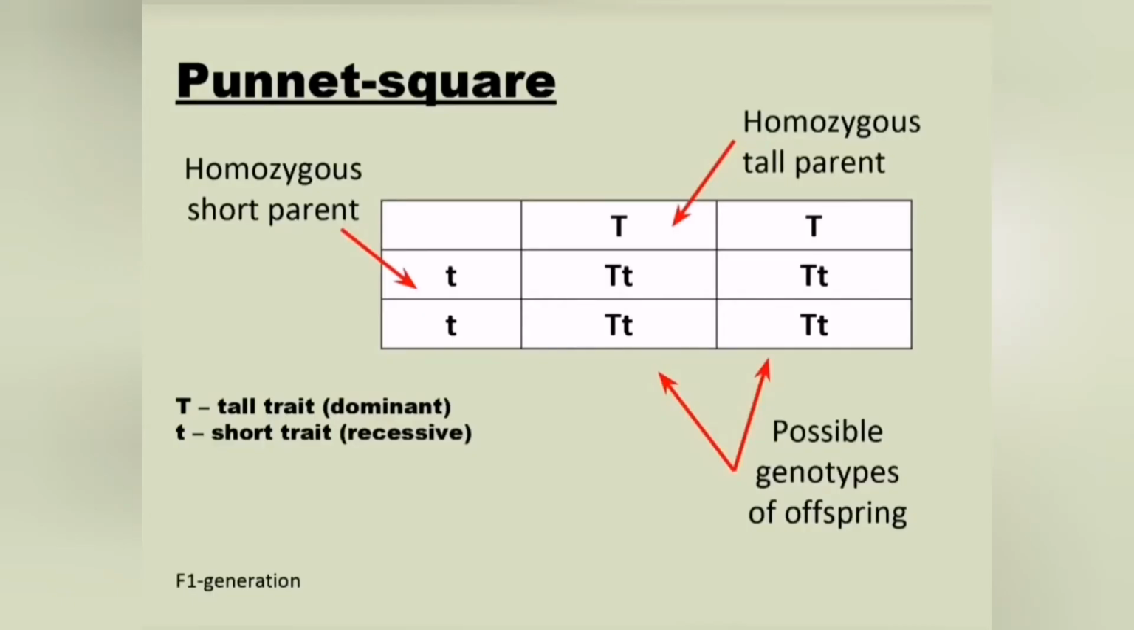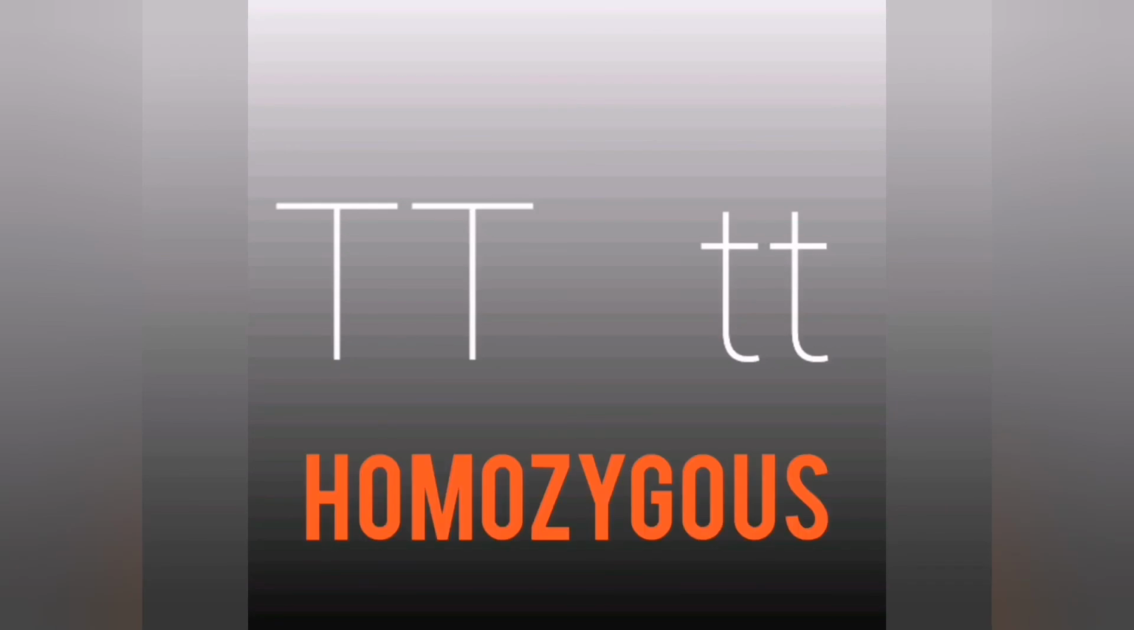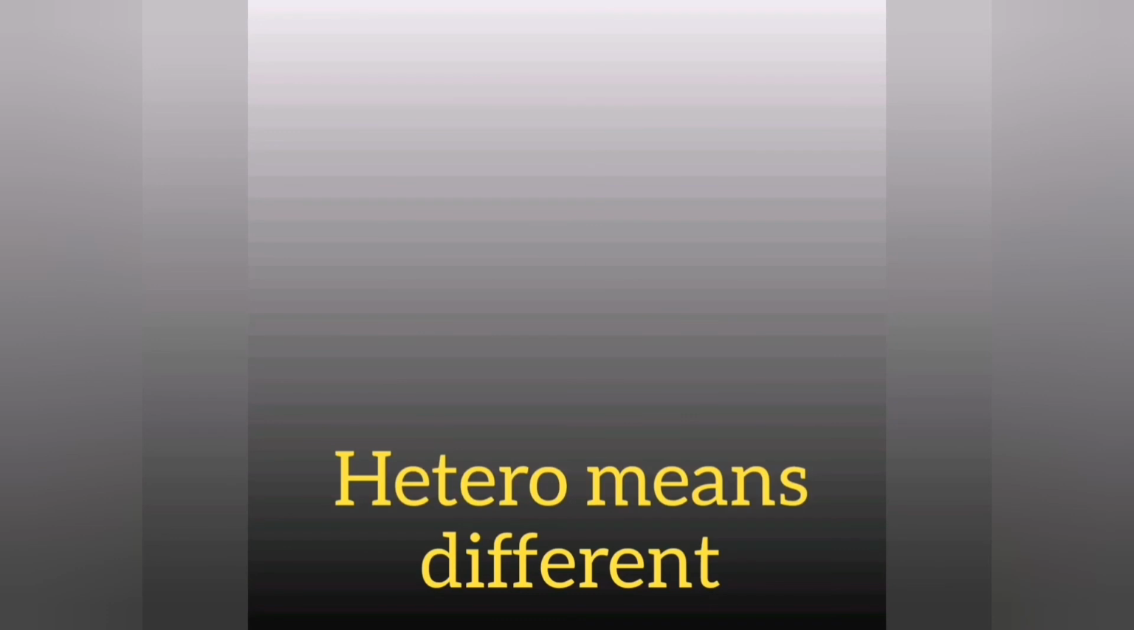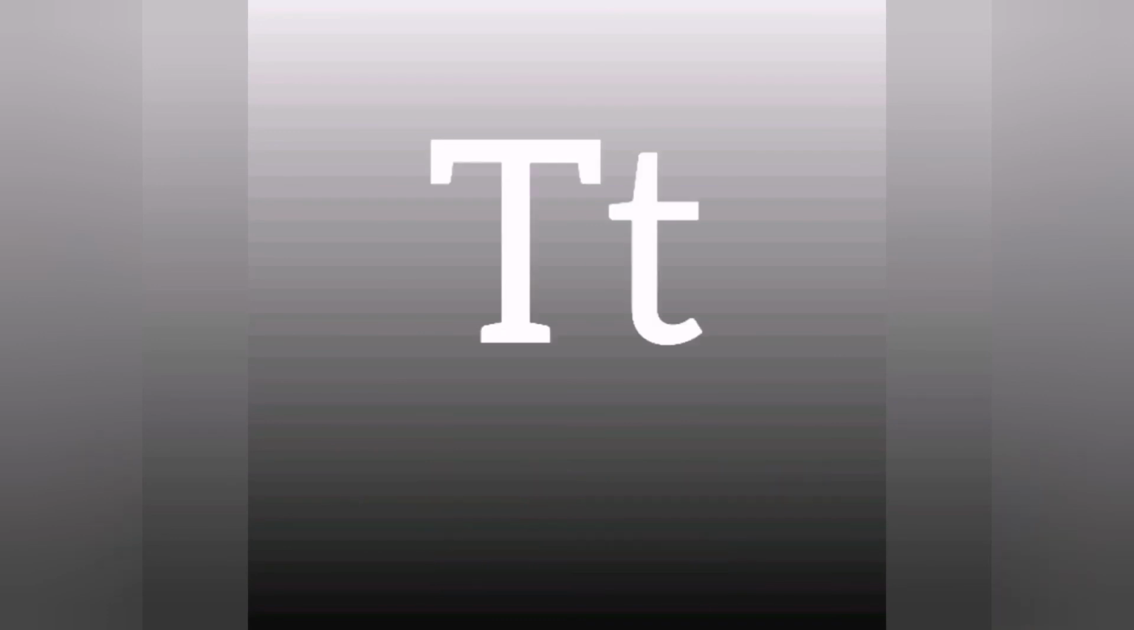If you look at this diagram again, you'll notice that both the short and the tall parent are called homozygous, while the offspring are called heterozygous. The term homozygous simply means the same. So if both the symbols are capitals or small letters, we say that the genotypes are homozygous. The term hetero means different, which means if the genes look different, one capital, one small, you'd say the genotype is heterozygous.